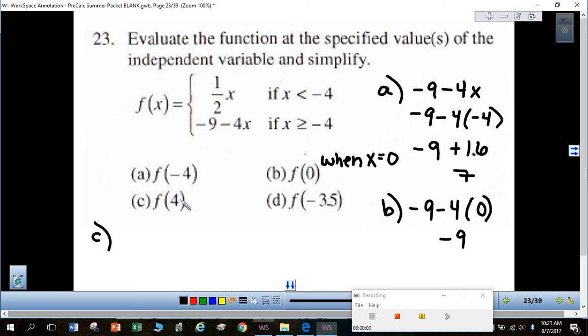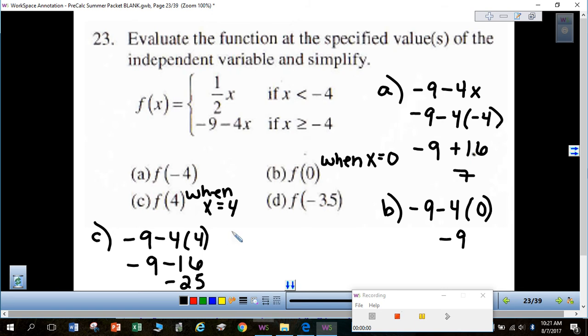Alright, let's look at the next one. So how about when x equals +4? Well, if we look over here again, 4 is still greater than -4, just like 0 was greater than -4, so we're going to plug it into the bottom again. And this final answer, we end up getting -25.